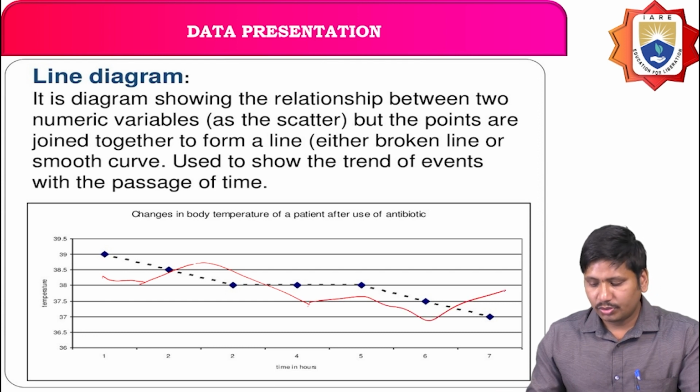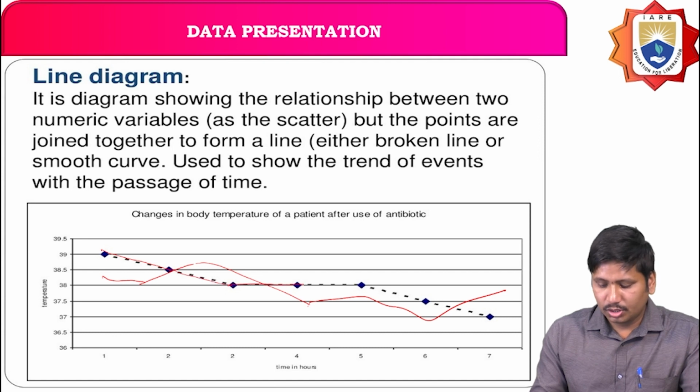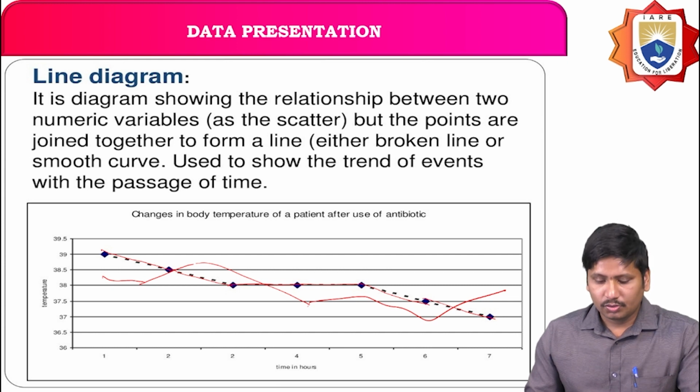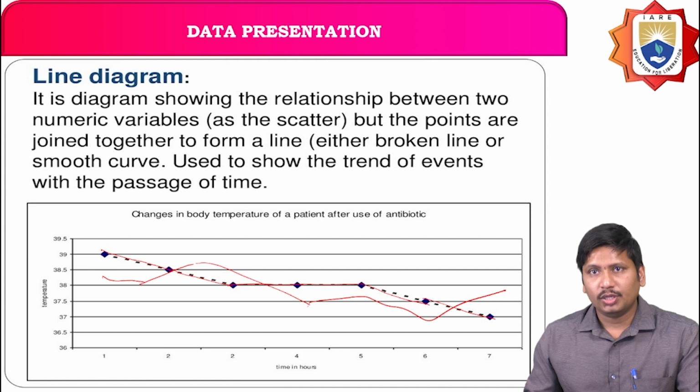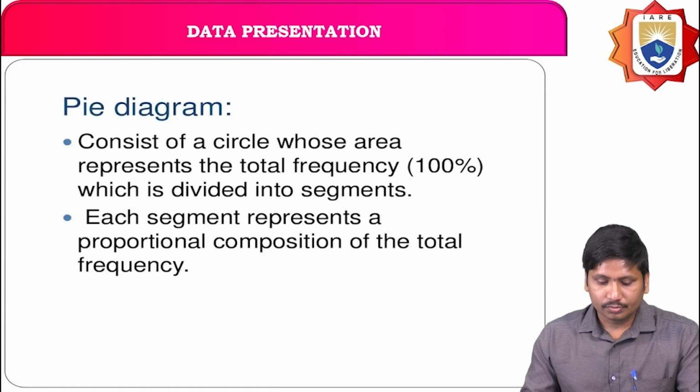Normally you will see this line diagram in sports. For example, how many scores were scored by India and how many were scored by Pakistan, and I want to view that. So I have to make use of this line diagram. This line diagram shows the relation between the two variables, and the points are joined together to form the line. The line may be either a smooth curve or a broken line, which can show the trend of events with the passage of time.